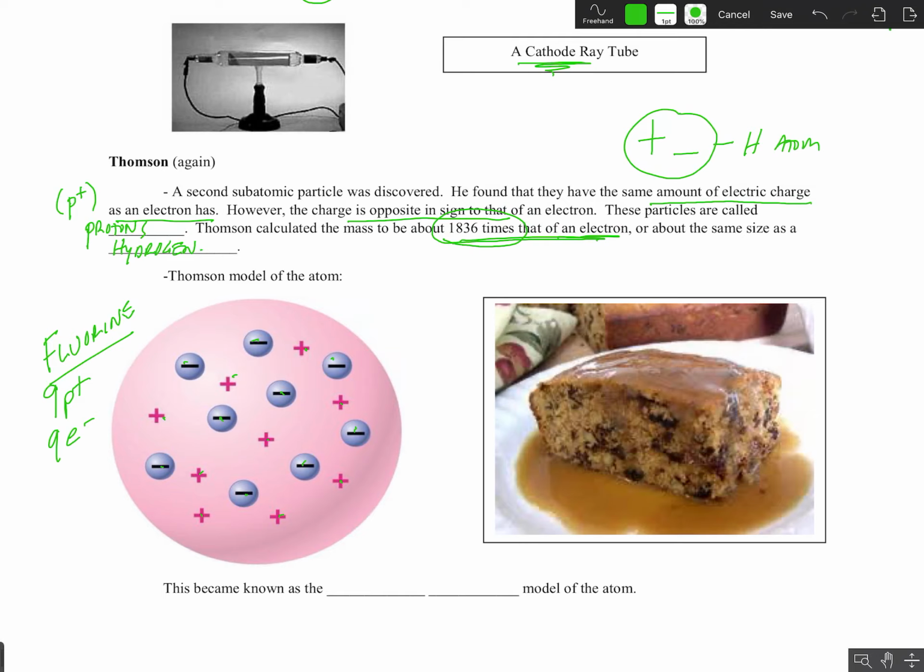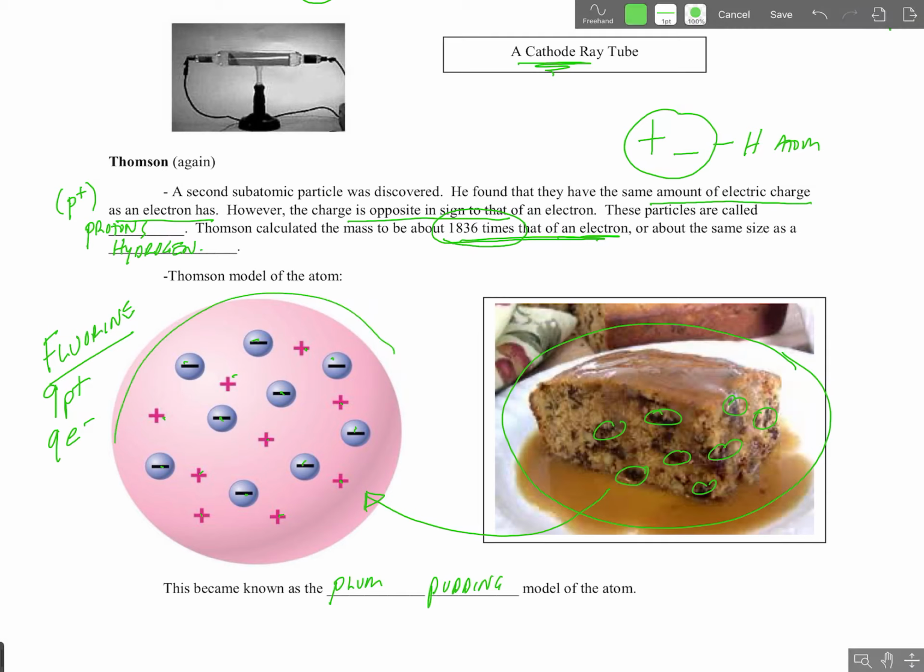JJ Thomson was English, and they have a dessert in England called plum pudding. To us, it looks like a cake. And the plums, to us, we would maybe envision as raisins. So if you can imagine a cake with raisins embedded in that cake, that would be a British dessert called plum pudding. Well, think about this plum pudding compared to Thomson's model of the atom. They have similarities.